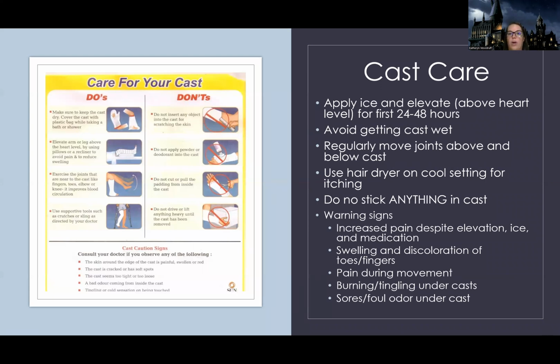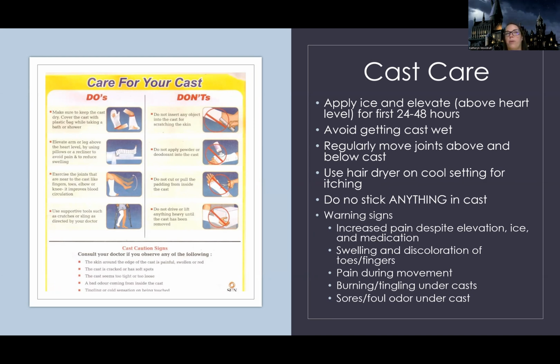Cast care. Usually for a cast, we're going to tell them to apply ice and elevate above heart level for 24 to 48 hours. We're also going to tell them to avoid getting the cast wet, which can break it down and cause it to not be effective. Like I mentioned before, regularly move the joints above and below the cast if it's appropriate. It's really common that people get itches in their casts just because of the nature of the material, the device, the injuries and stuff like that.